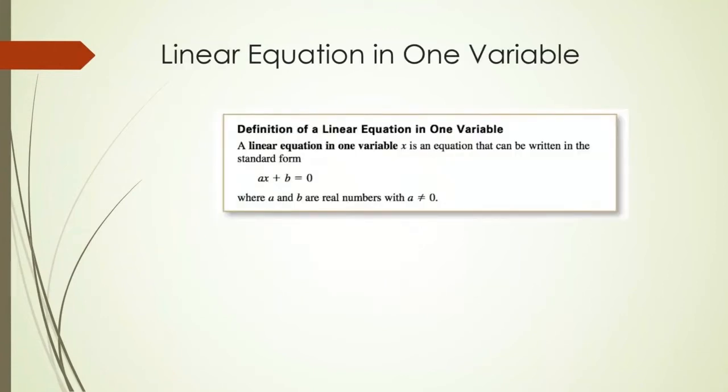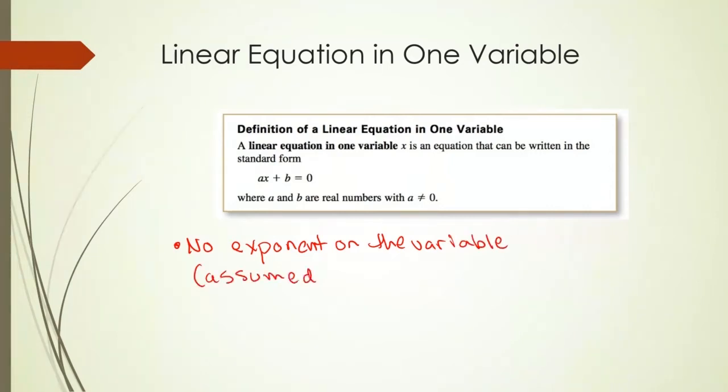So moving from that, we have linear equations in one variable. A linear equation in one variable can be written in the form ax plus b equals 0. They're not always written in this form. Basically, what makes it linear is that there is no exponent on the variable. If there's no exponent on the variable, it's assumed 1. So you could say the exponent is 1. And then there's only one variable, hence linear equation in one variable.